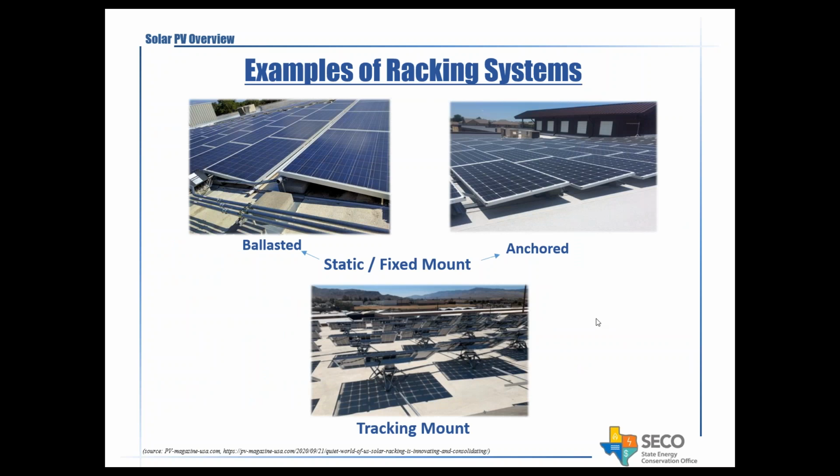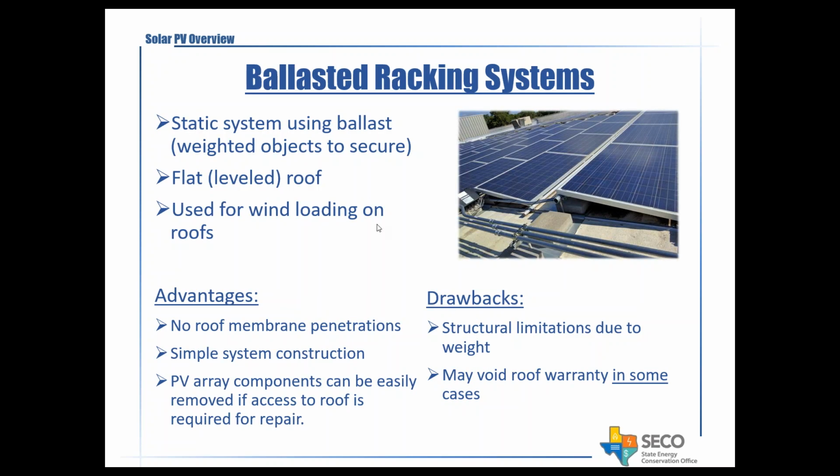So the next component of PV systems that we wanted to go over with y'all is there's different types of racking systems. So here we'll go over the ballasted types, anchored types for the fixed mount, and then there's also some tracking mount systems. So in the ballasted racking systems, these are typically static systems that use ballast or weighted objects to secure. Usually that's on the roof, and these want to be installed on a flat or leveled roof, and these are primarily used for wind loading.